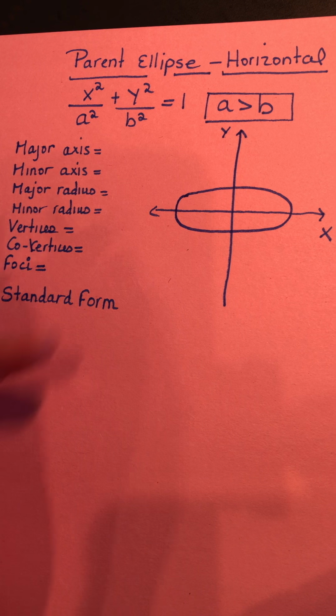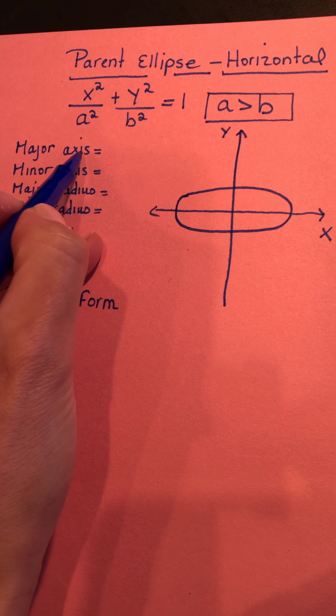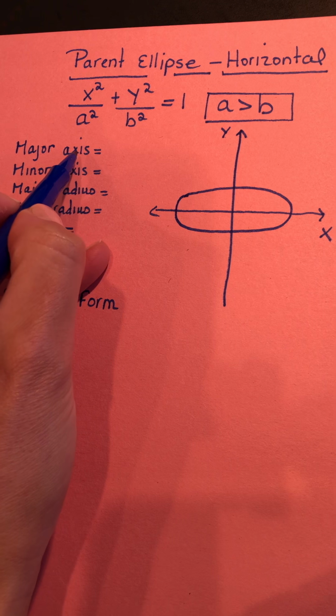Now, the first thing I want to talk about is the major axis. This is asking which axis is the larger or longer axis. And in this case, in a horizontal ellipse, the x-axis is the major axis, okay? That means the minor axis is going to be the y-axis because this is the one that's shorter in length. Okay, now, the major radius.